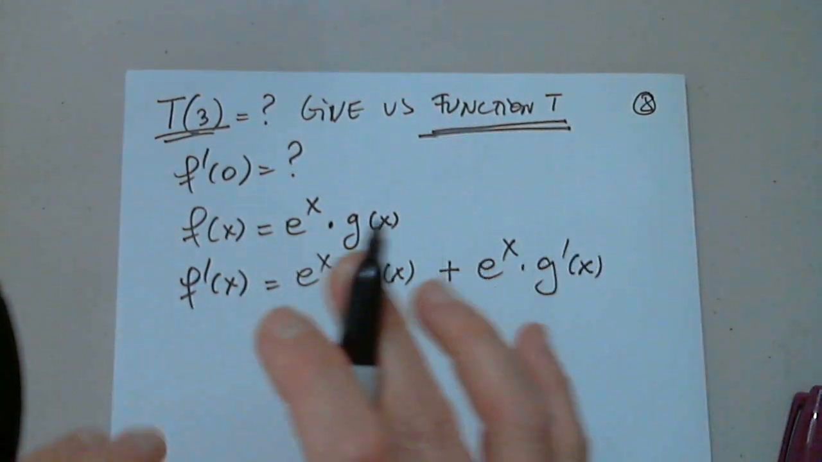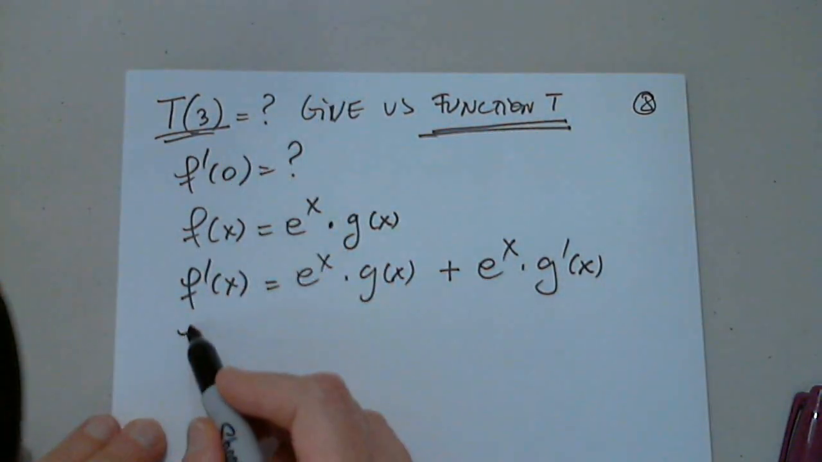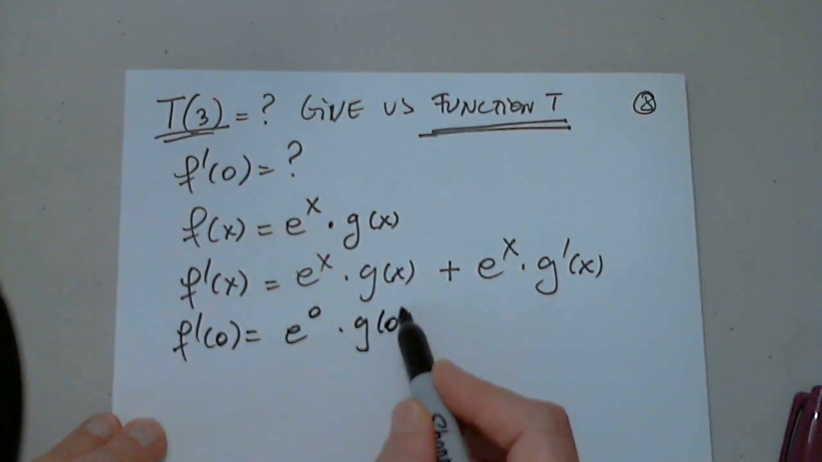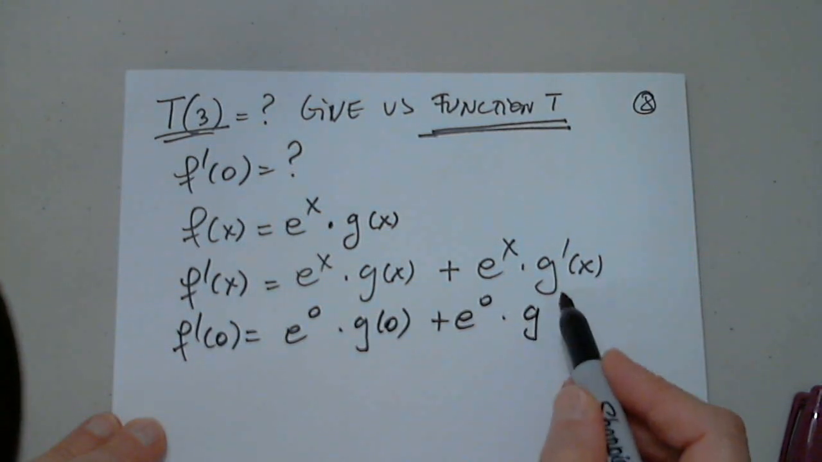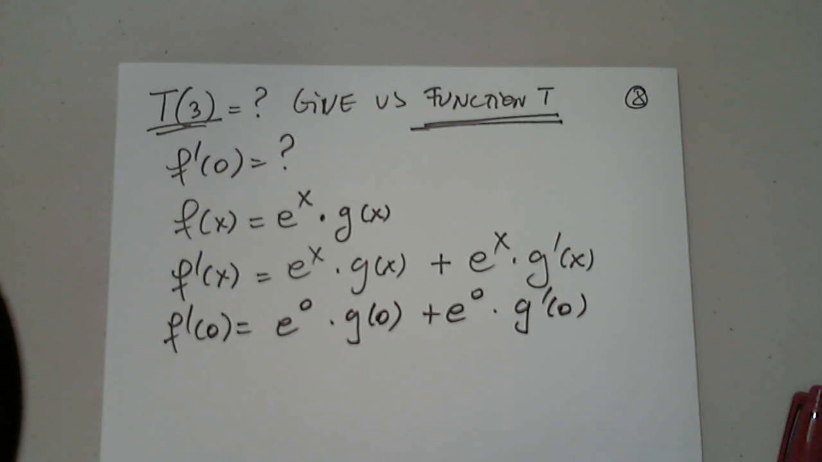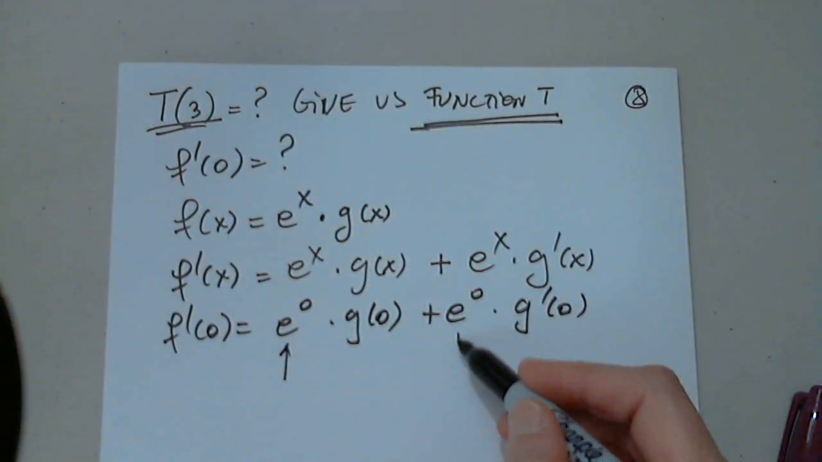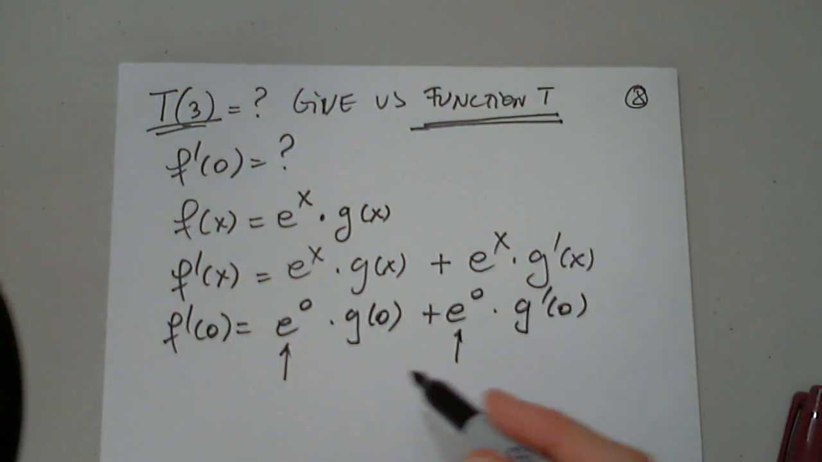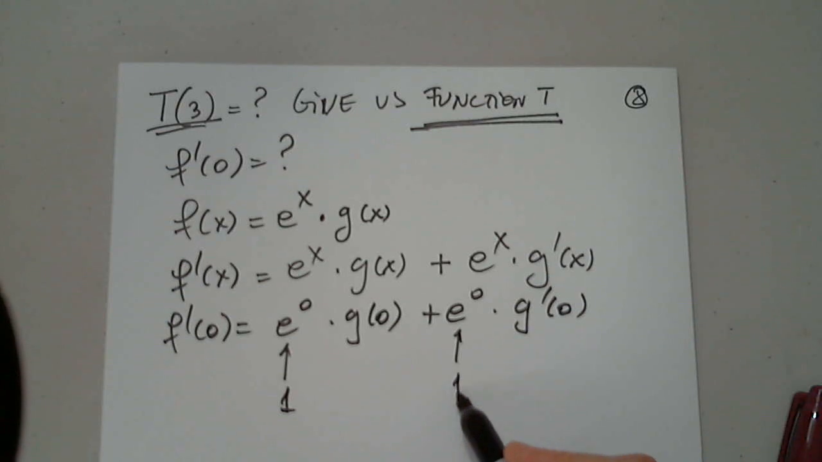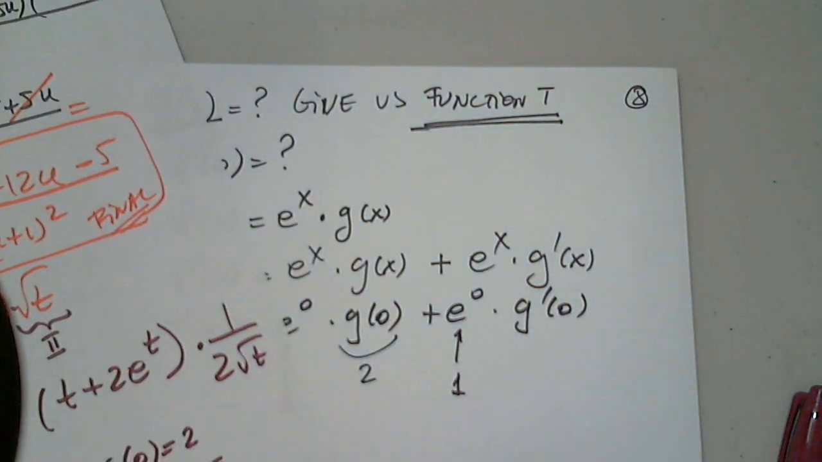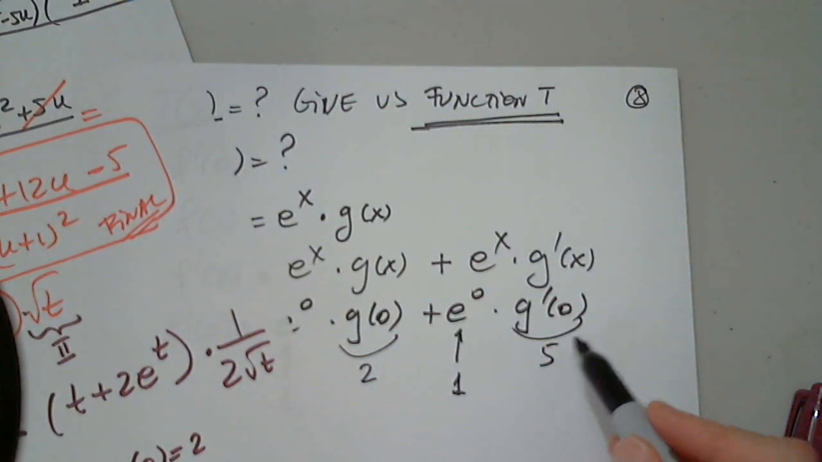Awesome. Now I can plug in 0 everywhere I see x. And then I will go back to what the problem is giving us. So I know what these two equal to? Yes, 1 and 1. I have g of 0. They were giving us g of 0 as being 2, and g prime of 0 as being 5.